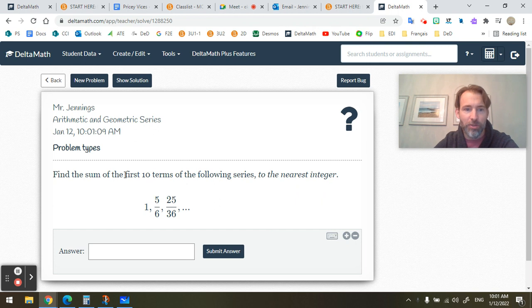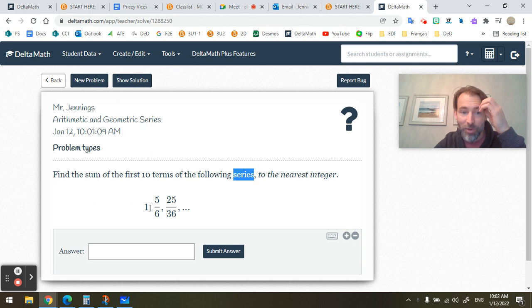So this problem asks us to find the sum of the first 10 terms of the following series. Notice that it didn't tell me if it's arithmetic or geometric, so I have to look at it. 1 is the first term, 5 over 6 is the second term. So it got smaller by 1/6. And then if it was arithmetic, the next one would be 4/6, 3/6, 2/6, etc. But it's not. It's 25 over 36.